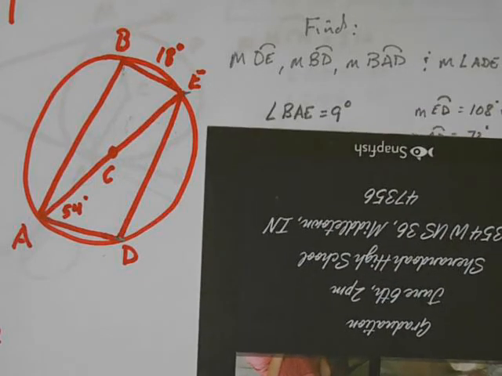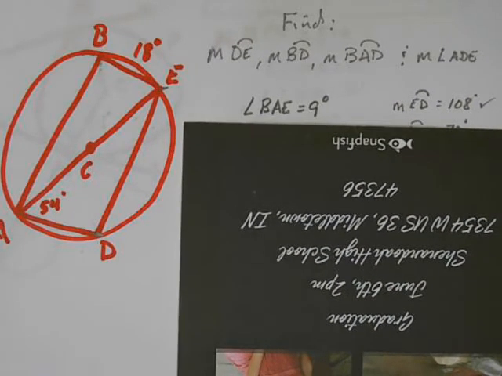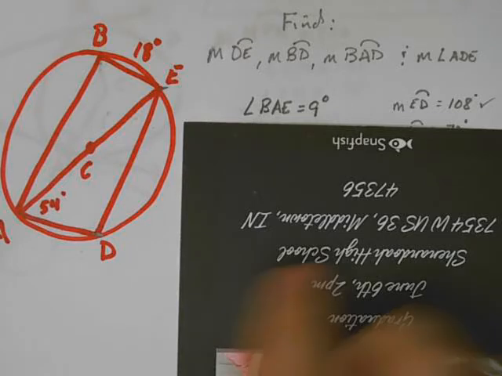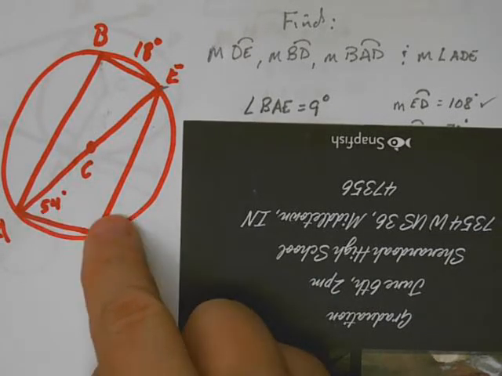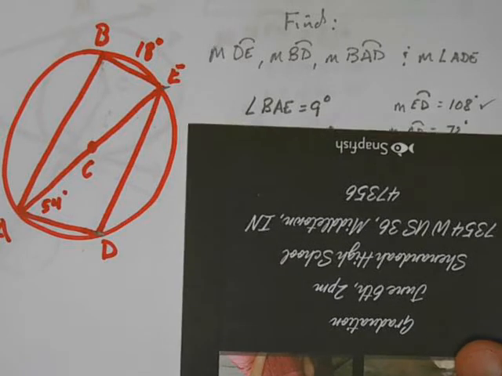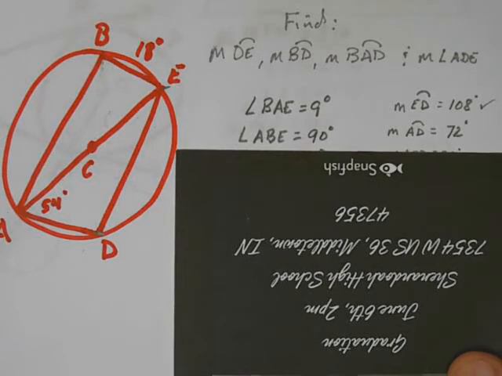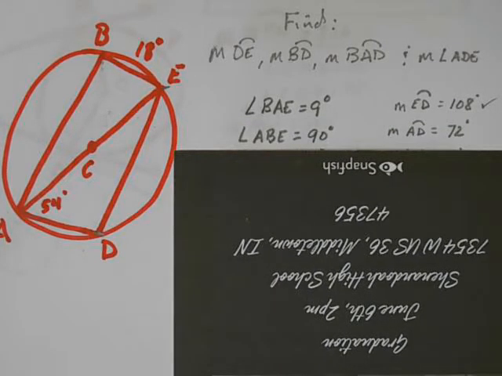Okay, now let's go through some things. We know that BAE is 9. Why, somebody tell me, is the measure of arc ED 108? Corbin: 2 times 54. 54 times 2 gives you that arc measure, which is 108. Very good. ABE is 90, but why is AD, Zodi, why is arc AD 72?